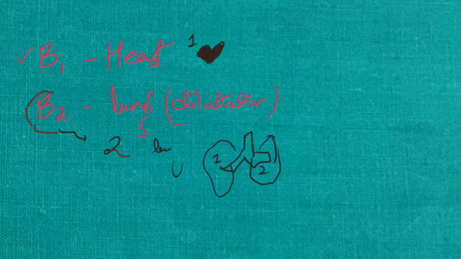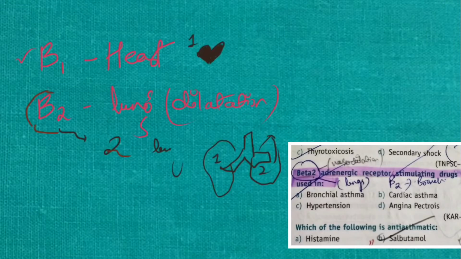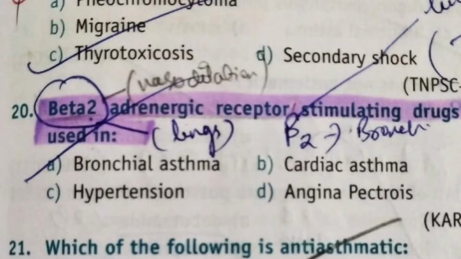So in the question you can see that the other three options are related to the heart: cardiac asthma, hypertension, and angina pectoris, except bronchial asthma, which is related to the lungs. Therefore beta 2 adrenergic receptors will act on the lungs, so the answer will be bronchial asthma. And you can also see that they have asked for beta 2 adrenergic receptor and not beta 2 blocker, so it will be adrenergic.